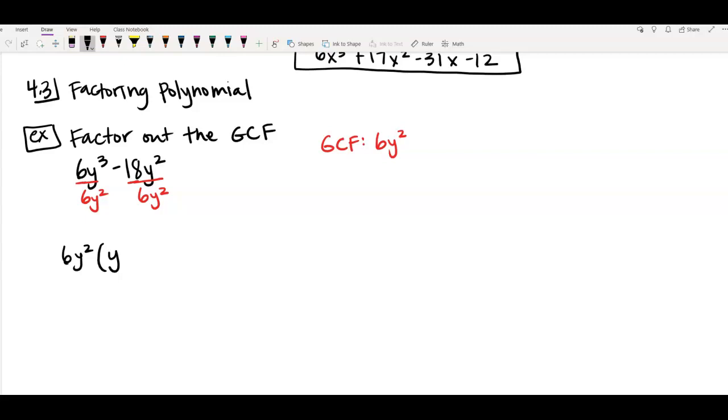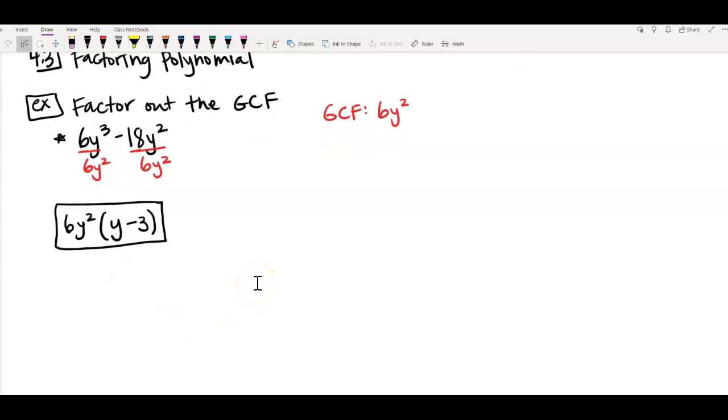And then negative 18 divided by 6 is negative 3. And y squared divided by y squared is just 1. So there's no y's left there. So this would be your answer. And remember, you could check your answer by multiplying that through. So if I multiplied that 6y squared, distributed it through to both of them, I'd get back what I started with up here. And so you can always kind of check it that way, right? Because remember, multiplying polynomials and factoring polynomials just undo each other.